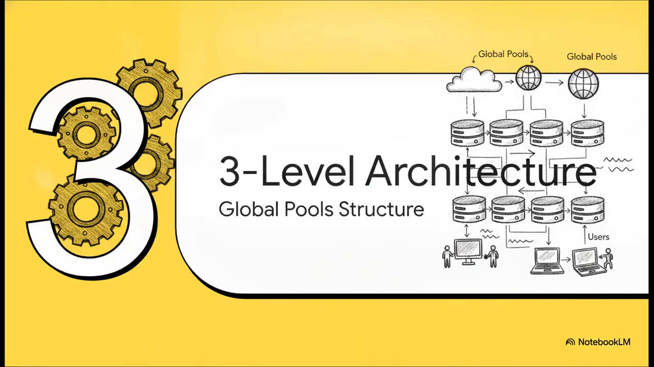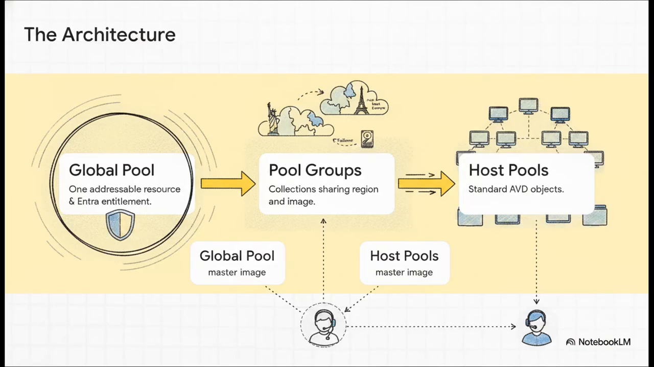Let's peek under the hood, shall we? Here is the 3-level architecture and exactly how Global Pools is structuring. Let's step through this logical hierarchy together. At level 1, we have the global pool itself.